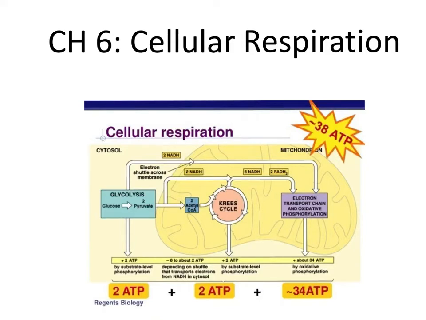This video is an introduction to Chapter 6, Cellular Respiration. Cellular respiration is a process by which a cell breaks down a molecule of glucose, meaning it breaks apart sugar, to release energy so that the cell has usable energy to do a job.